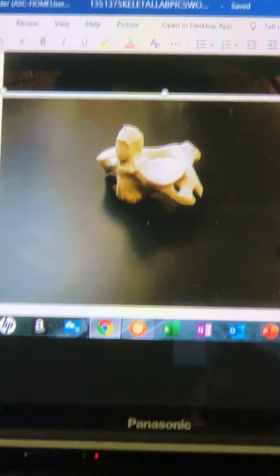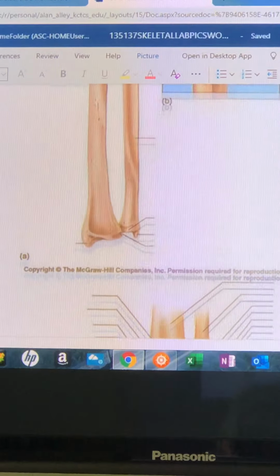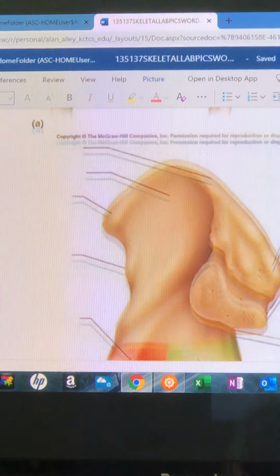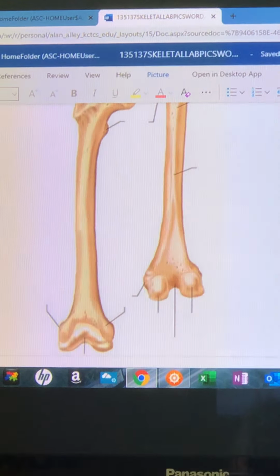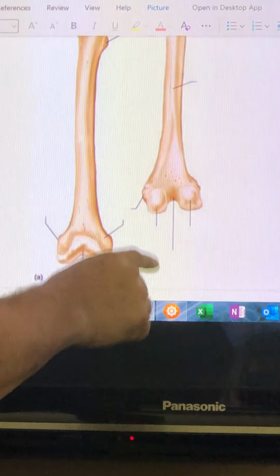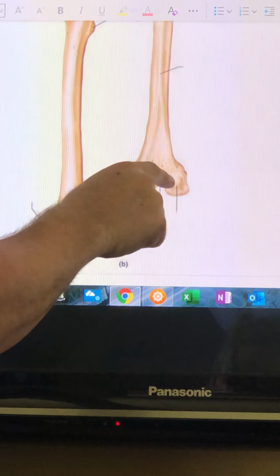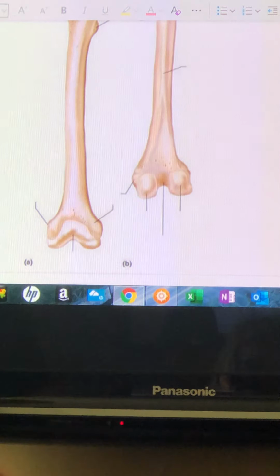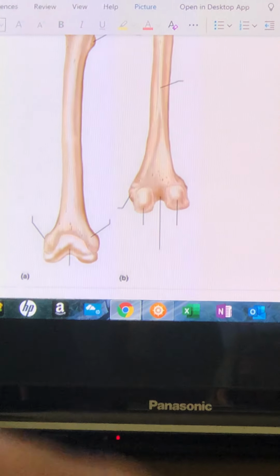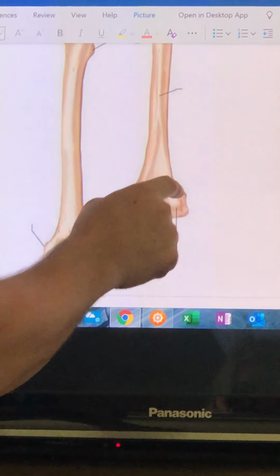Okay, looking at the bottom of the femur, there's a couple structures here. You have to turn it posteriorly. So again, this is an anterior view, this is a posterior view. Medial condyle, lateral condyle. Again, in the humerus we had epicondyles, these are condyles. Medial condyle, lateral condyle.